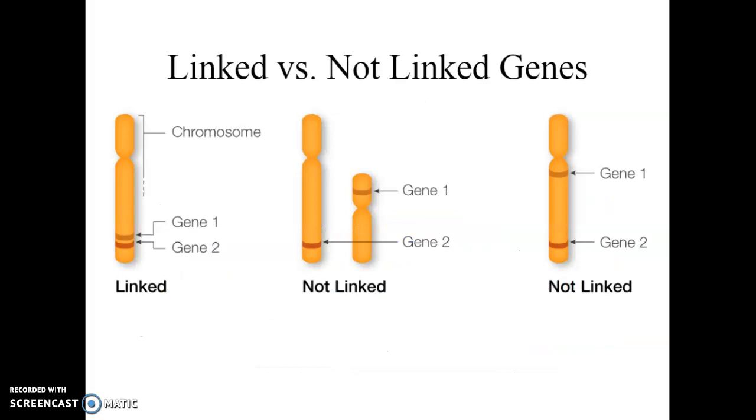So this is visually gene 1 and 2. They're close together on the same chromosome. They're linked. Gene 1 and 2 in the middle group, they're on separate chromosomes. They're not linked. And then gene 1 and 2 on the far right here, they're far enough away on the same chromosome that they probably won't cross over together. So they're probably not linked.